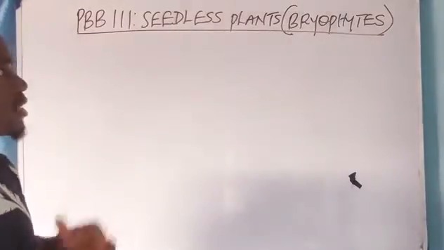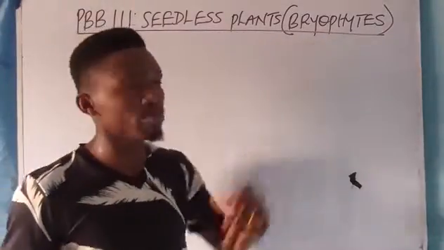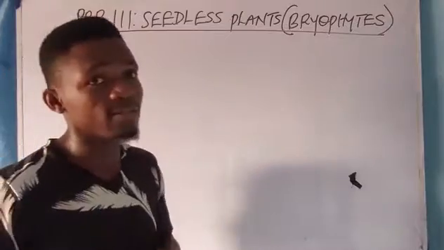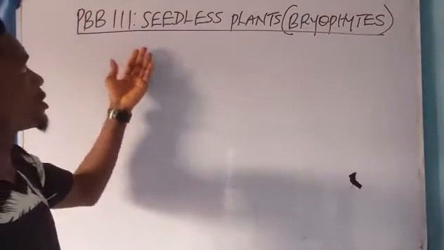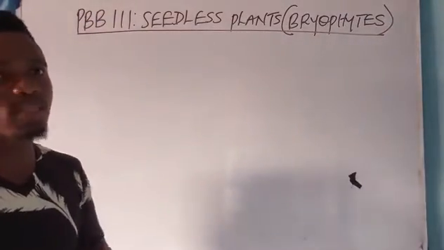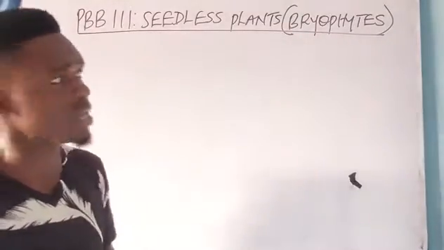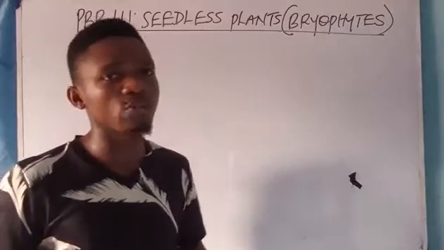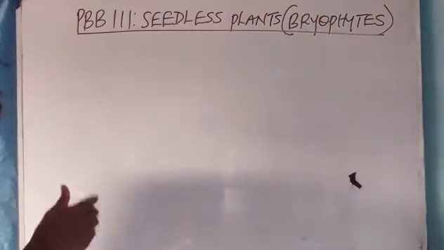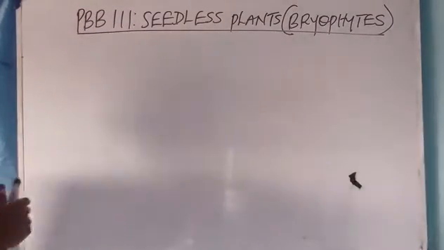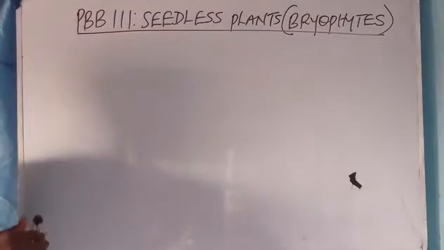Let us get started. Let us look at the striking features of the bryophytes. Now, the bryophytes, as the name implies, are the seedless plants. That is, they do not have the ability to produce seed. They are seedless. Now, the bryophytes undergo alternation of generation.